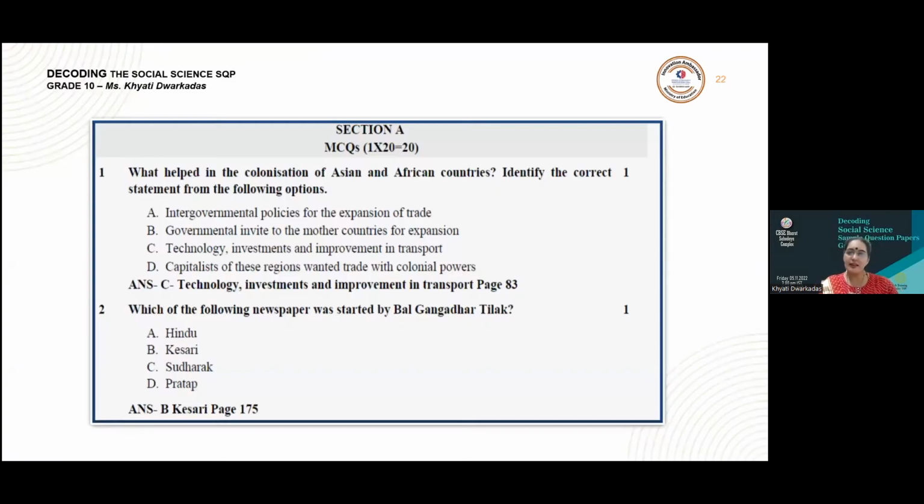Now look at this, 20 MCQs. And as we did mention, the first 4 will be from history. What helped in the colonization of Asian and African countries? Identify the correct statement from the following options.